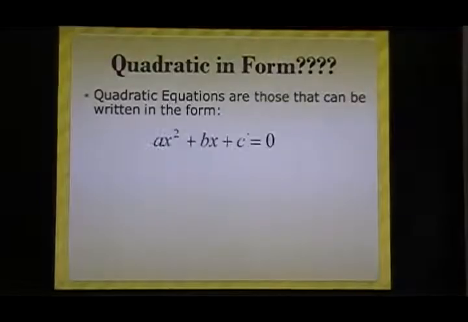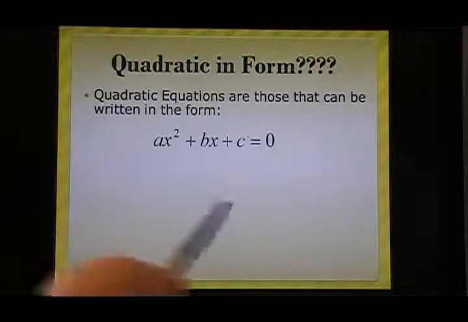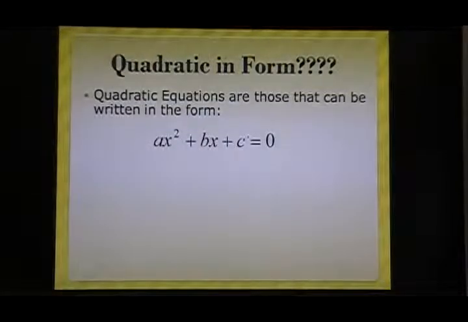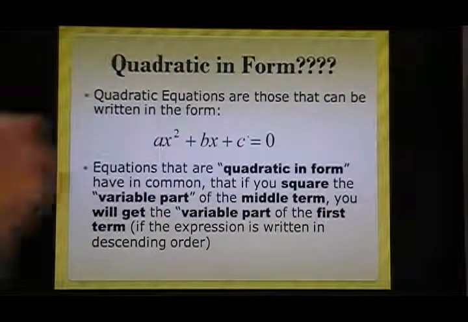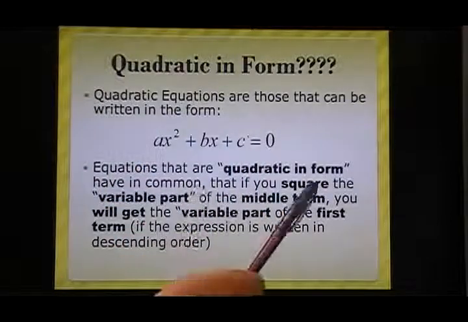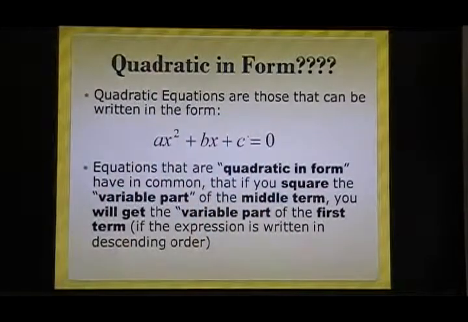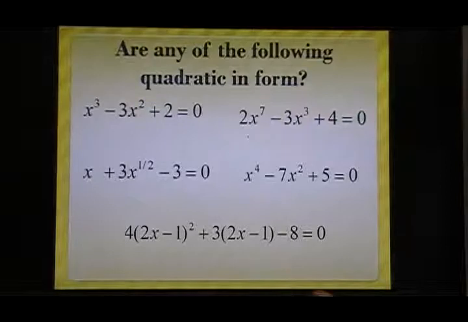A quadratic equation is one that can be written in the form ax squared plus bx plus c equals 0. Equations that are quadratic in form have this in common: if you square the variable part of the middle term and you get the variable part of the first term, and again, if it's in descending order, then we can say that it is quadratic in form.